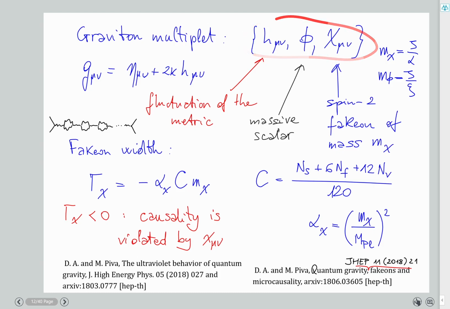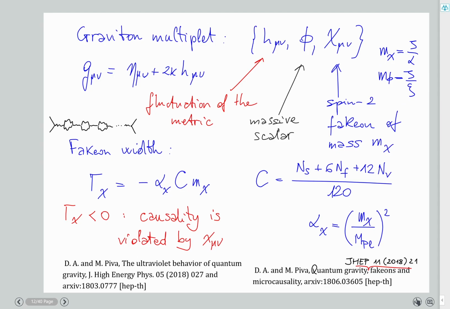One is the fluctuation of the metric around flat space. Let's call it a graviton. Then you have a massive phi and a massive chi mu, and the masses are determined by the parameters we saw in the action at the beginning. These are the only two new parameters with respect to Einstein gravity.